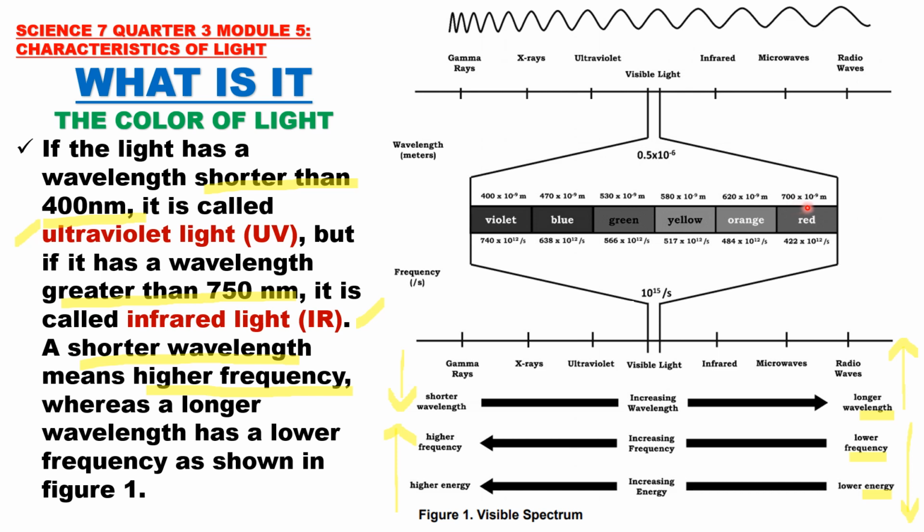So, si red ay 700 times 10 to the negative 9 meters ang kanyang wavelength. Si violet naman, 400 times 10 to the negative 9 meters. So, red, longest wavelength, violet, shortest wavelength. Sa frequency naman, si red, 422 times 10 to the positive 12 per second ang kanyang frequency. So, lowest frequency. Si violet naman, 740 times 10 to the positive 12 per second ang kanyang frequency. So, highest ang frequency ng violet.